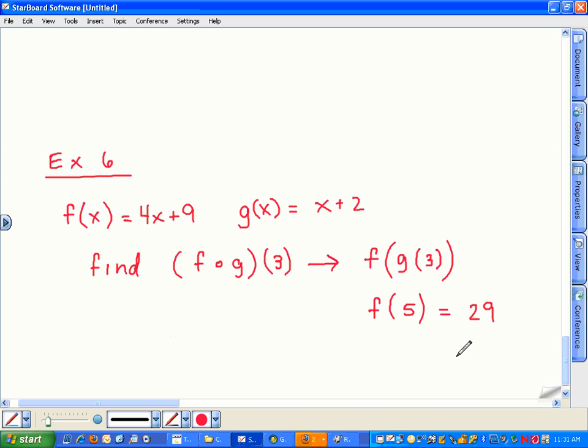Now I know we went through that kind of fast. Let's kind of backtrack here. First you take the 3, plug it into G. So that means this x right here became a 3. 3 plus 2? 5. That's where the 5 came from. So now we're trying to find f of 5. So you take the 5 and plug it into the f function now. 4 times 5 is 20. 20 plus 9 is 29. That's how that worked.